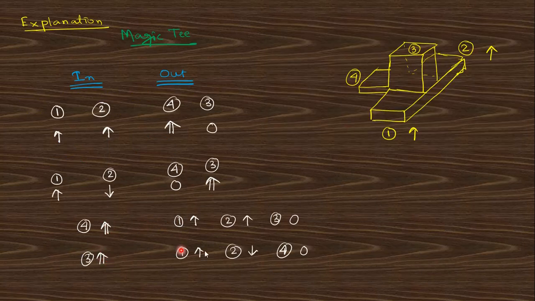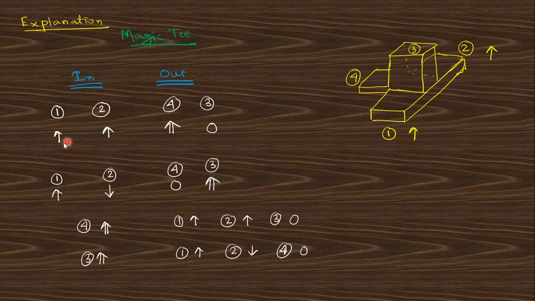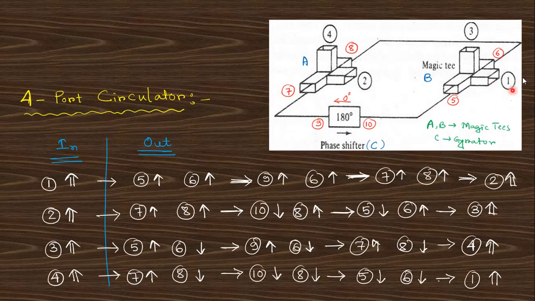So when input is 3, these are equal and opposite, so these 7 and 8 are equal and opposite. 7 comes from 9 to 10 with the change, so that's why this will be changed, but this is not changed, so these are the same. Since these are the same, then it goes from 4, that means in this arm, so that means this arm 1.